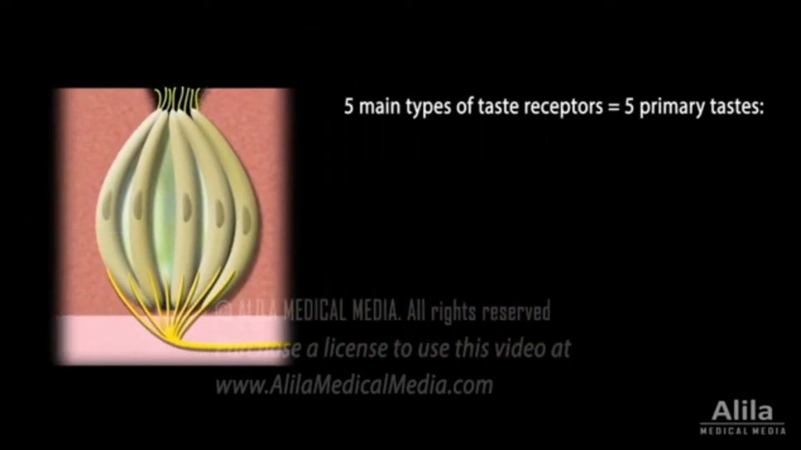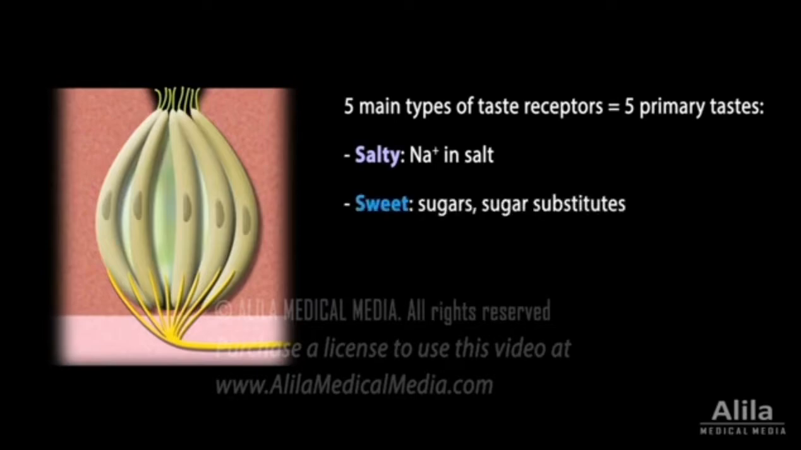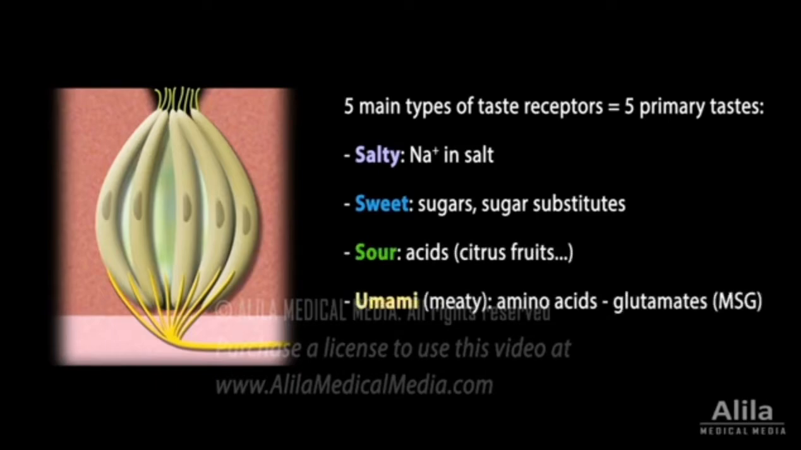There are 5 main types of taste receptors corresponding to 5 major taste sensations in humans. Salty receptors detect sodium and salt. Sweet receptors bind to a number of sugars and sugar substitutes. Sour receptors are activated by acids. Umami, or meaty taste, is elicited by amino acids, in particular glutamates. And bitter taste is associated with spoiled foods, natural toxins, and substances such as quinine and caffeine.